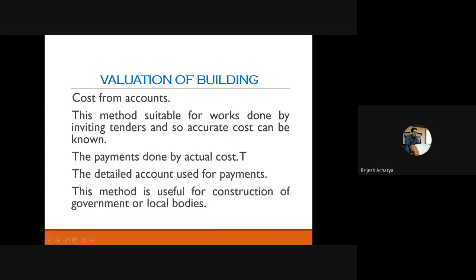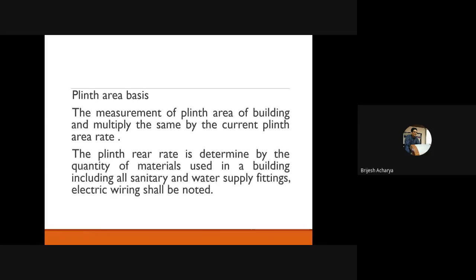Number one, cost from accounts. This method is suitable for works done by inviting tenders, so accurate cost can be known. The payments done by actual cost are to be worked out and summed up, and this particular method is suitable for construction of government buildings or local bodies. Then the second method is plinth area basis. You simply multiply the plinth area by the plinth area rate, and you can find the value of a building prevailing in that area.